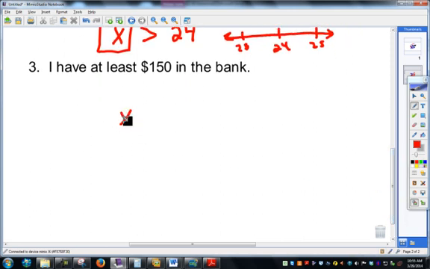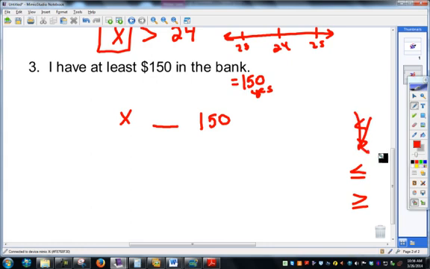Okay, here we go. Start with your variable. Start with the number that's given. Now, I have at least $150. First of all, I always ask myself, can I have exactly $150? Yes, I can. If I have at least $150, that means $150 or more. So I draw my symbols over here again. I've already eliminated these two, because I know it's an "or equal to," because I know that I can have exactly 150 bucks in the bank.